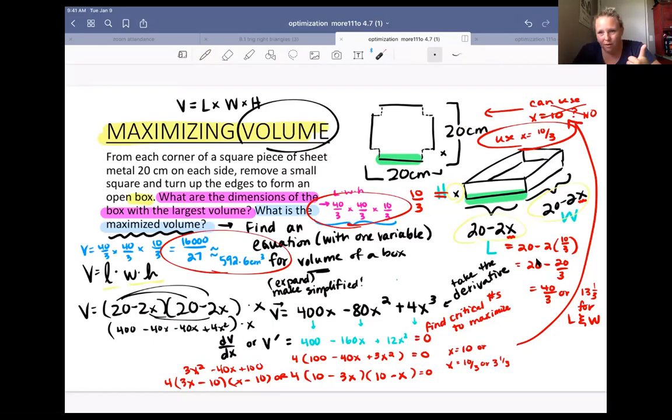You set up the formula for volume, make sure you only have one variable, clean it up, take its derivative, find its critical number. And again, you don't have to make the box and go above and go below and test it. That's going to be the value that maximizes it.